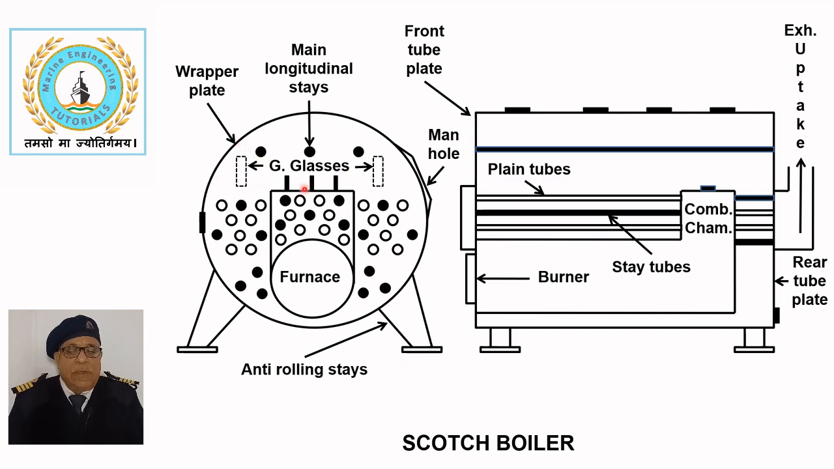Two gauge glasses were mounted on the front tube plate with the bottom connection positioned at a minimum of 5 inches above the top of the combustion chamber. To prevent damage to the tubes due to shortage of water, the combustion chamber crown was fitted with a fusible plug. In modern boilers, this function is achieved by using a low water level trip device.